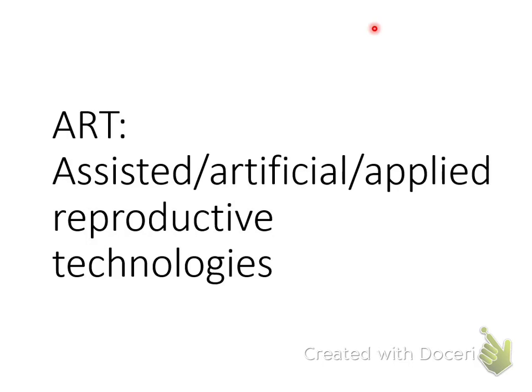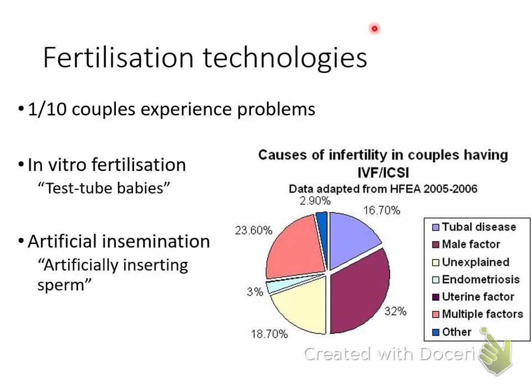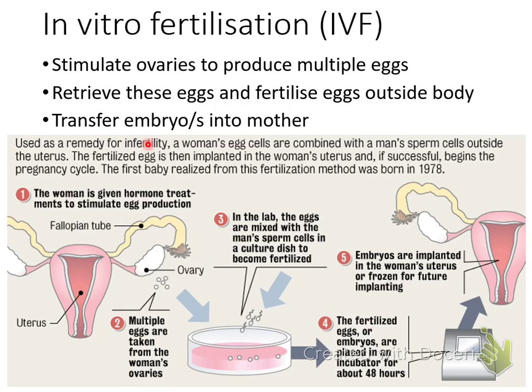Now briefly I'll just talk about some technologies to do with reproduction. First of all, about 1 in 10 couples experience problems getting pregnant. There can be a range of causes. It's roughly a third due to the female, a third due to the male, and about a third are either unknown or both. So we have two main ways of getting around this. The two that we're going to look at are in vitro fertilization, what used to be known as test tube babies, and artificial insemination.